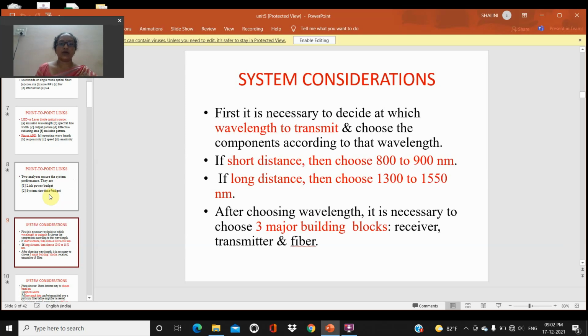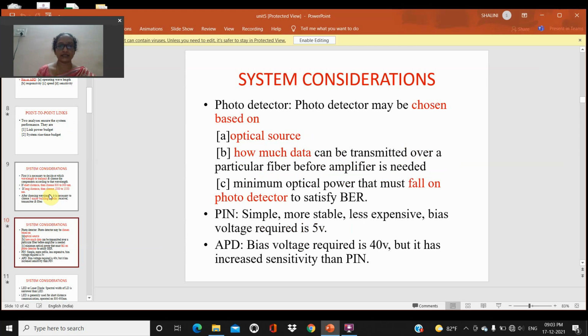System considerations. First, it is necessary to decide at which wavelength to transmit and choose the components according to that wavelength. If short distance, then we choose 800 to 900 nanometers. If long distance, then choose 1300 to 1500 nanometers. After choosing the wavelength, it is necessary to choose the three major building blocks: the optical fiber, receiver, and transmitter.